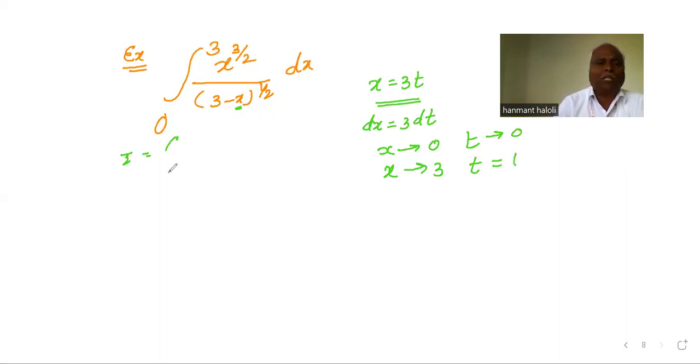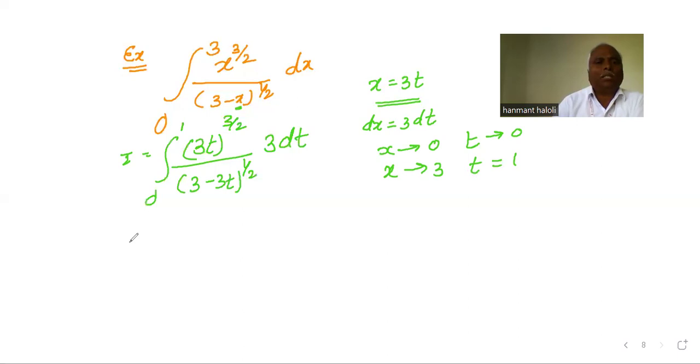Then the integral becomes integral 0 to 1, (3t) raised to 3 by 2, divided by (3 minus 3t) raised to 1 by 2, into 3 dt in place of dx. Now take all these outside. In the numerator you get 3 raised to 3 by 2, and one more 3 is there. From the denominator also you get 3 common outside.